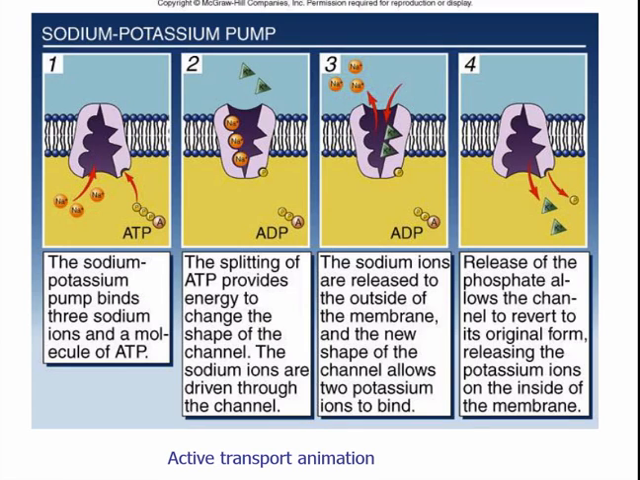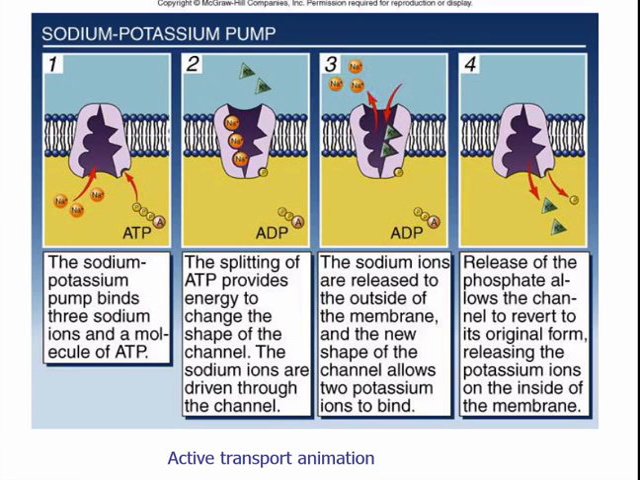So slide 3, the sodium ions are released to the outside of the membrane, and the new shape of the channel allows 2 potassium ions to bind. Those green triangles are the potassium ions, and now they can bind, and they're on the outside of the cell. They're now going to come into the inside of the cell. In step number 4, the release of the phosphate allows the channel to revert to its original form, releasing the potassium ions on the inside of the membrane.